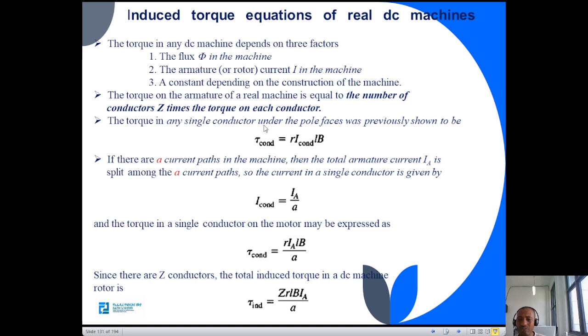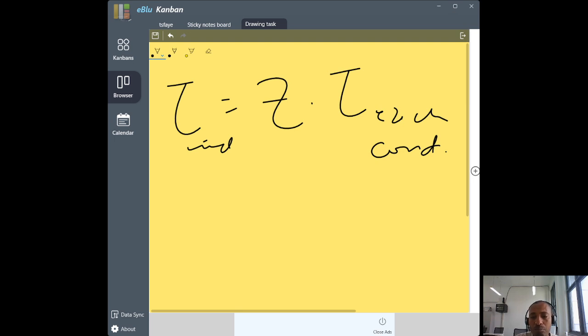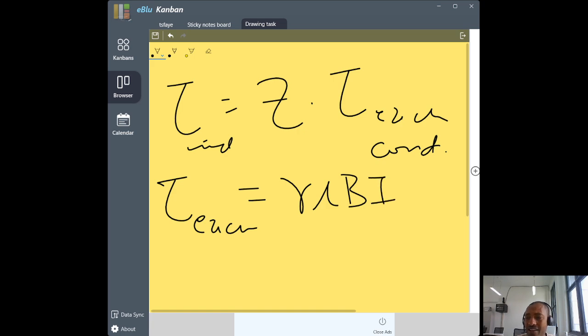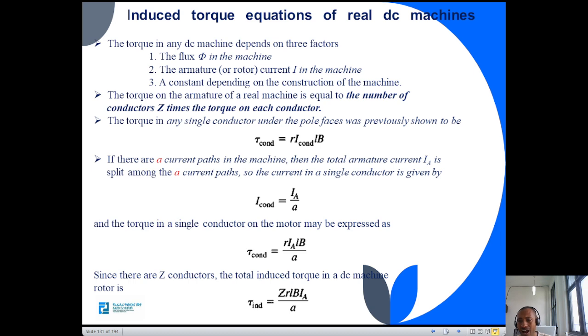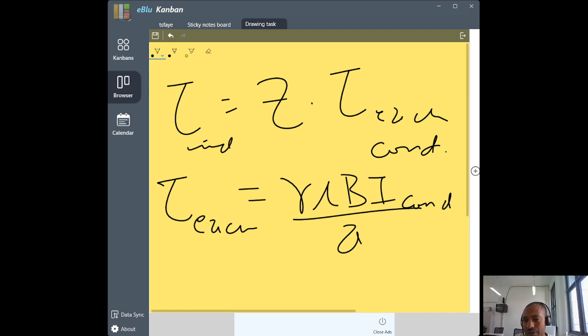The torque in any single conductor under a pole was produced previously as R L B times I. So the torque on each conductor is going to be R L B times I of the conductor. So what is I of the conductor?